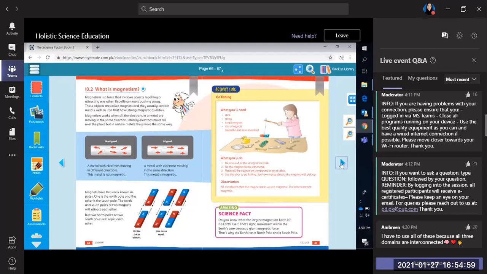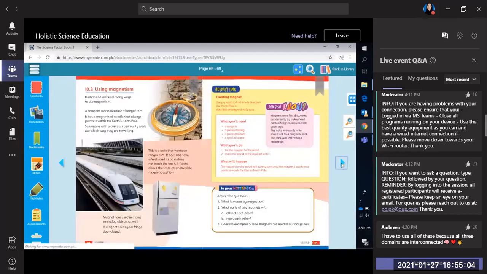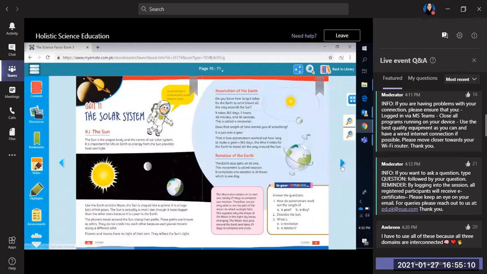So this is all from my side. I'm just going to skip through a few pages if you want to have a look at how this book looks in the digital format. So everything that was in the physical book is here.